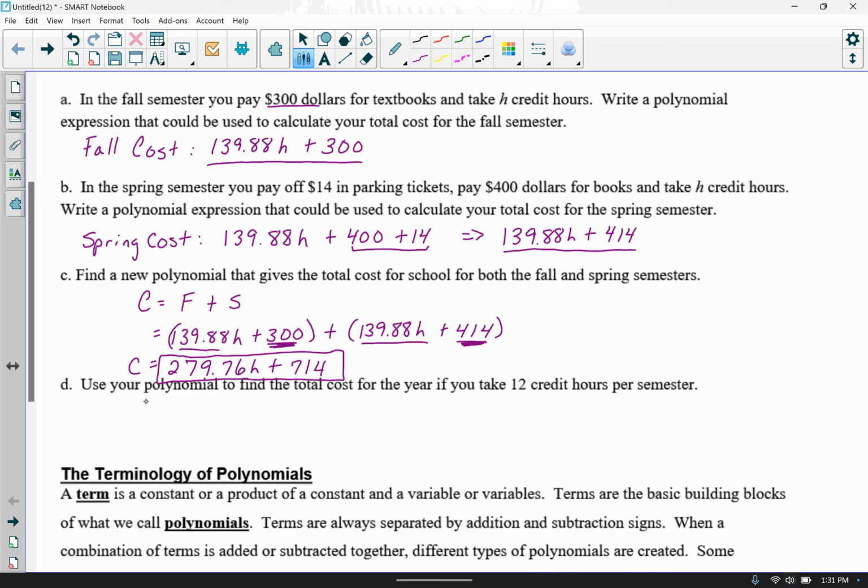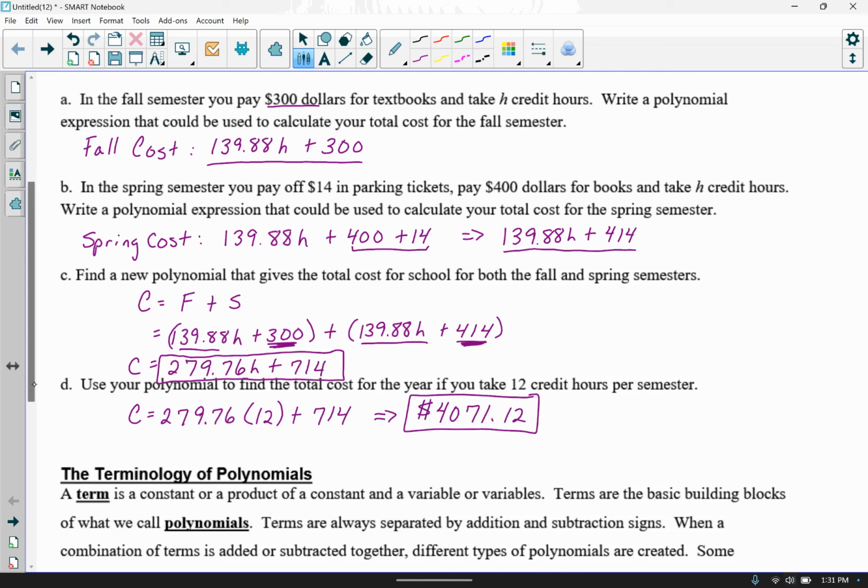Part D then wants us to use our polynomial to find the total cost for the year if you take 12 credit hours per semester. So our cost would be equal to 279.76, and in place of those credit hours, we're going to put in our 12, plus 714. So now we could put this in our calculator all at one time. The 279.76 times 12 plus 714, you should land at $4,071.12 as a final answer there.